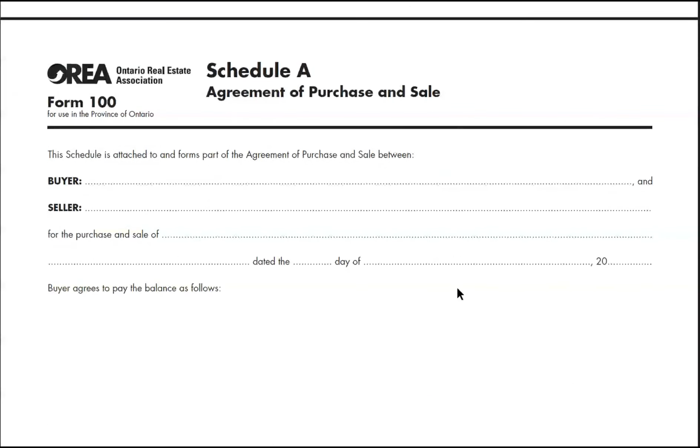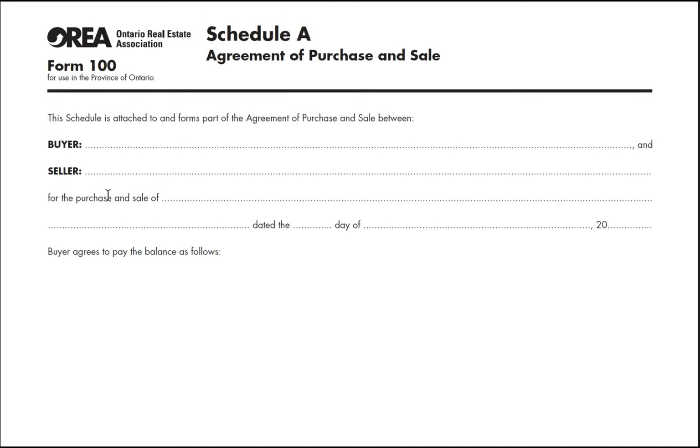What do we got here next? Schedule A. So the purpose of Schedule A is basically allowing the buyer and seller to add custom terms and conditions beyond the standard agreement that we see here.